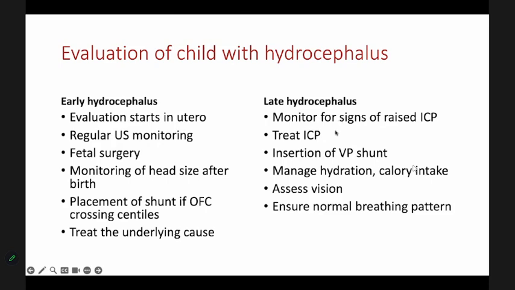If you have a late hydrocephalus, you have the signs of raised ICP. I've already told you why it comes on early. You may have to treat the ICP. You may have to insert a VP shunt early and manage all these other complications, right? So the management is slightly different according to the age of the presentation. And of course, you already know why that is, right?